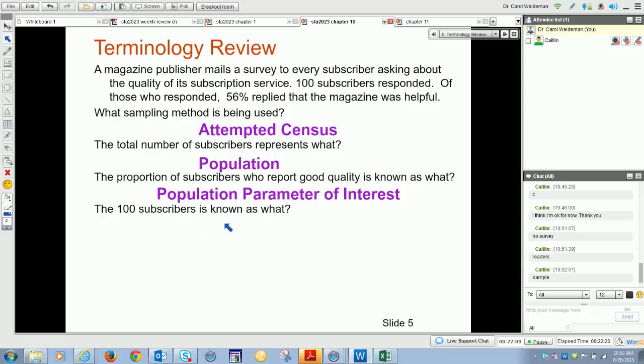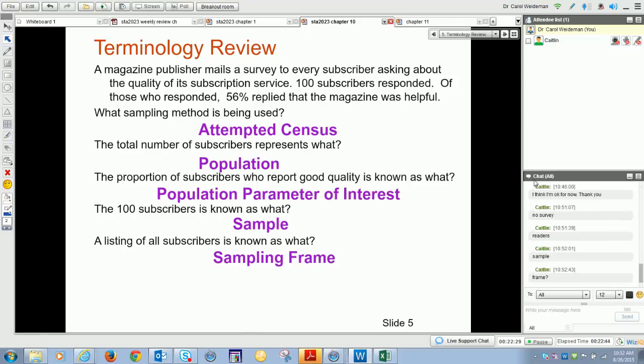And then the 100 subscribers, here you go, Caitlin, this is known as the sample. And a listing of all the subscribers is known as, remember the thing from which we collect the sample, is called the sampling frame. Excellent. Yep. I want to make a note to add that back here because for some reason I didn't see it on the slides I was showing you. So I want to make sure I add that back in for next time.